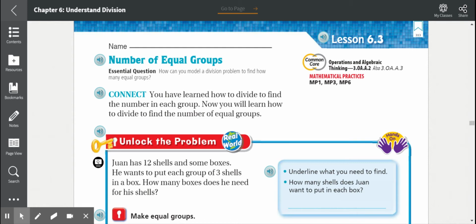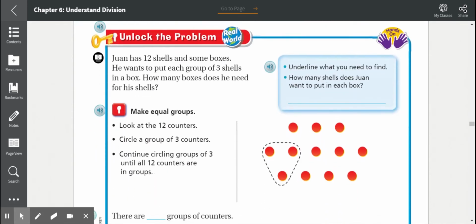Okay, how can you model a division problem to find how many in equal groups? So we have learned to divide to find the number in each group, and now we'll learn to find the number of equal groups. So we'll do a few of these problems together so that we can understand better. So remember, to divide means to separate into equal groups.